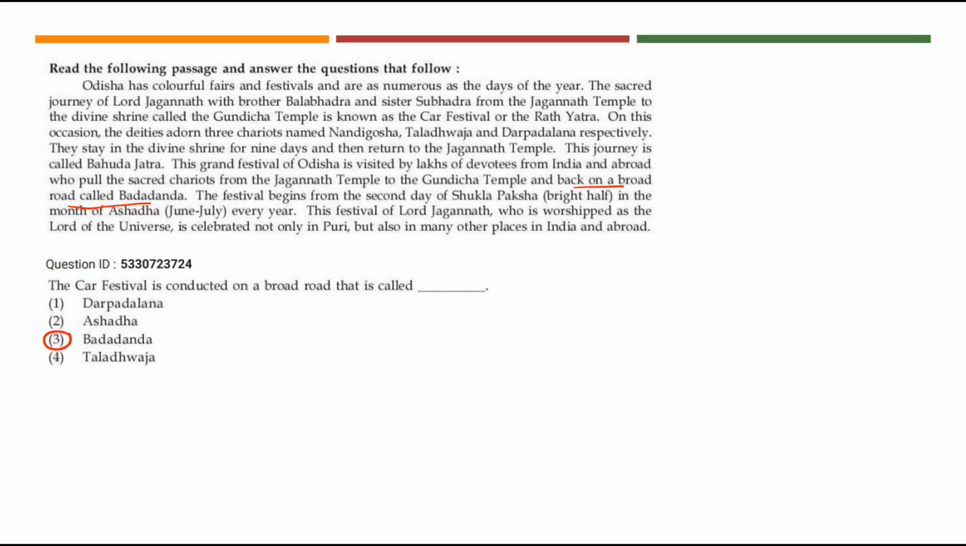What are the other options like Taladvaja and Darpadalana? They are actually the deities adorning the 3 chariots, namely Nandigosha, Taladvaja and Darpadalana. So it is not the broad road. And what about Ashada? It is actually the month. So that is also not there. We can rule out the other 3 options.